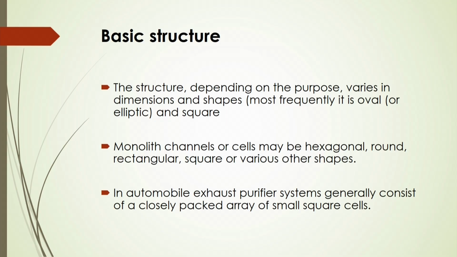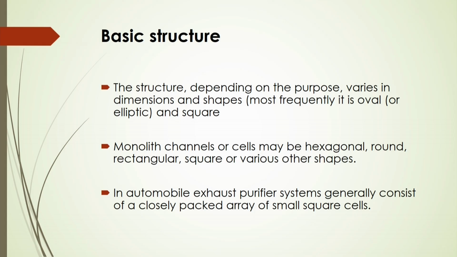The structure, depending on the purpose, varies in dimensions and shapes. Most frequently it is oval or elliptical and also square, you can say. And monolith channels or cells may be hexagonal, round, rectangular, square or various other shapes. An automobile exhaust purifier system generally consists of a closely packed array of small square cells. So, in the catalytic converter in the automobile, you will see that the monolithic structure will be small square cells, packed as an array.